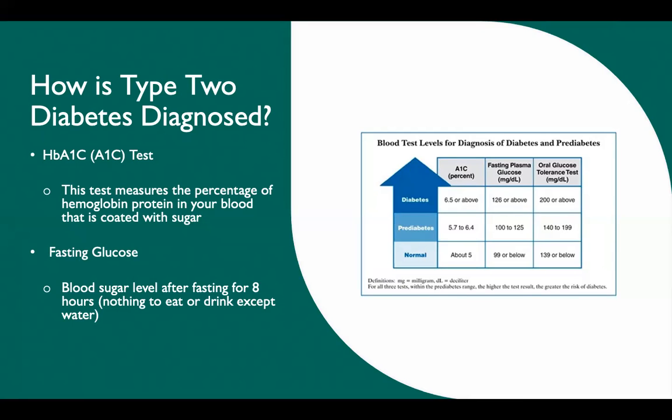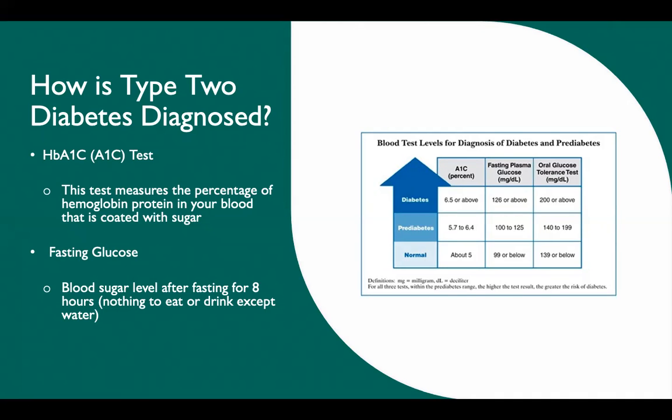An A1C is usually taken every 3 months. So it is an average of your blood glucose over 3 months. That's what it shows. So if your blood glucose or your blood sugar runs really high, your A1C level will be high.